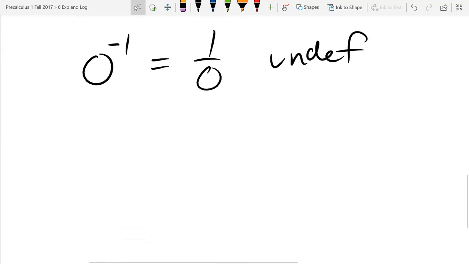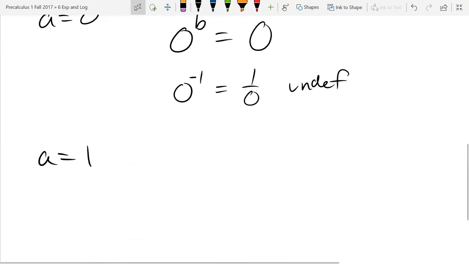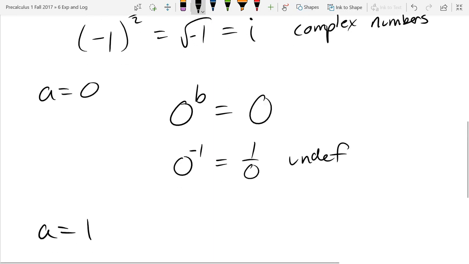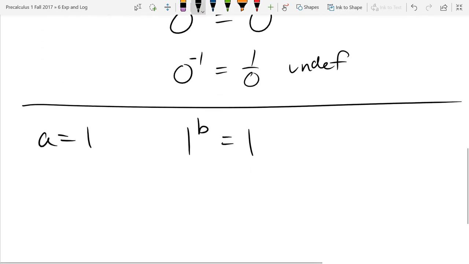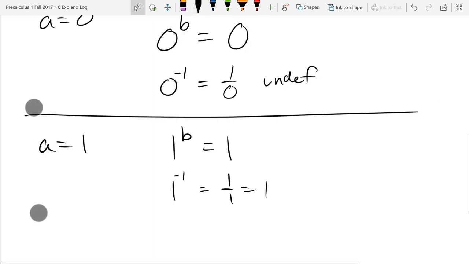And now the one number that we removed from good bases, if you look, we used all positive numbers except one. So why do we skip over one? One is not the worst base, but it is boring. All right, so what is one to any power? One. So it suffers from the same boring problem zero does.